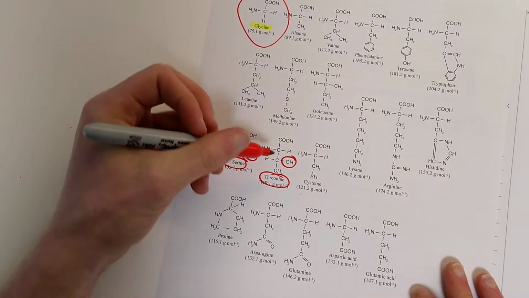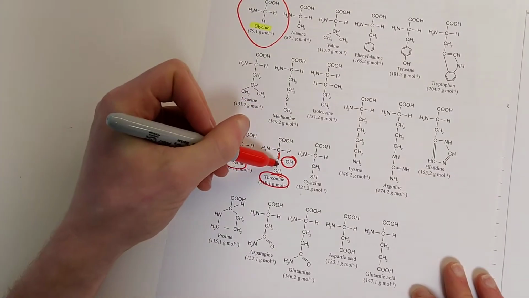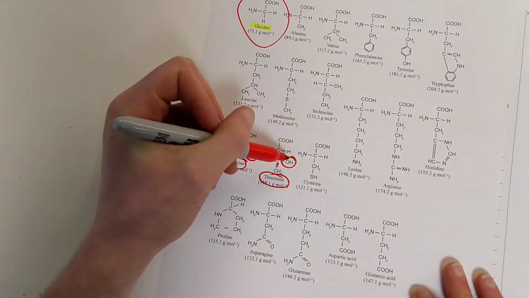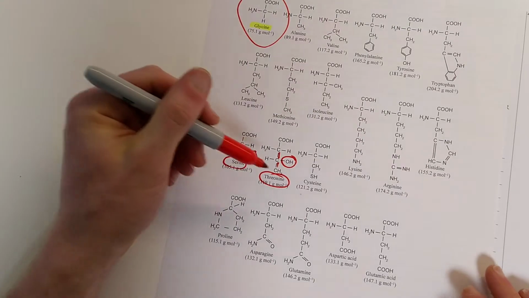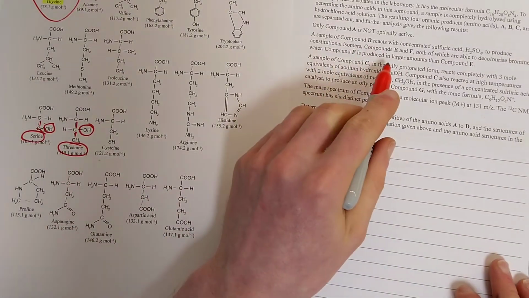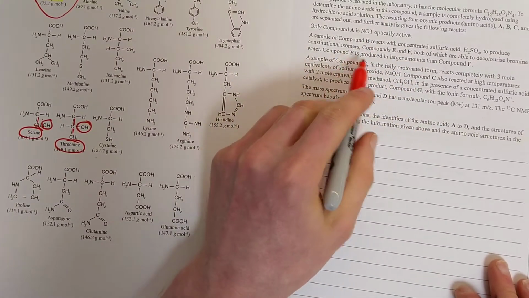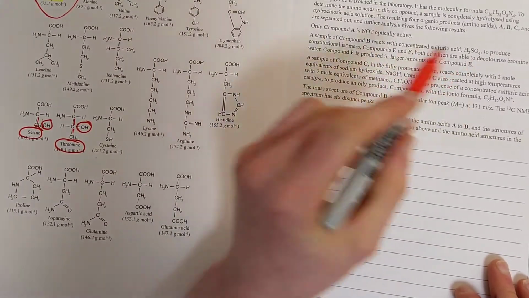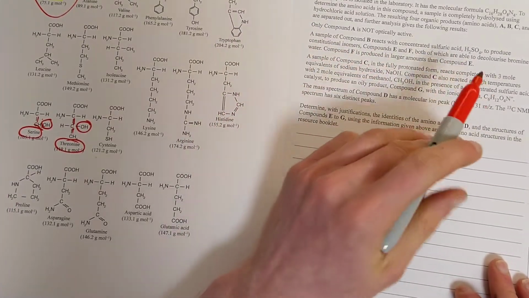With threonine, however, I have a choice. I could form a double bond between these 2 carbons or down here between these 2 carbons when I dehydrate it. So I have 2 possible products I could produce with threonine, and that fits what I'm looking for because compounds E and F are both produced in this one reaction. And I know that compound F is produced in larger amounts than compound E. That tells me compound F is a major product, compound E is a minor product.